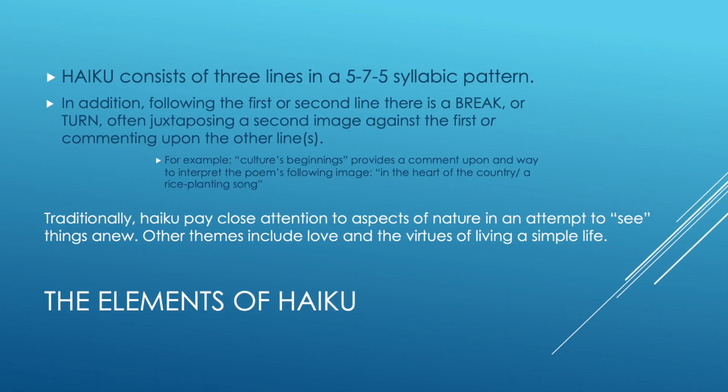It's always best to read poetry aloud. So once you do that, or maybe have some students do that, then it's time to go through the elements of haiku. So this is what makes up the art form. Haiku consists of 3 lines in a 5-7-5 syllabic pattern. Most people know this. In addition to that, though, there is a turn following the first or second line. It's a break or a turn, and it is often used to juxtapose a second image against the first or to comment upon the other lines.